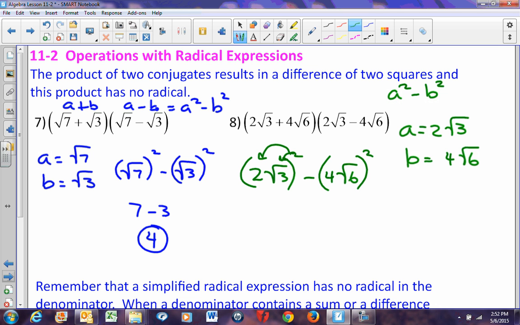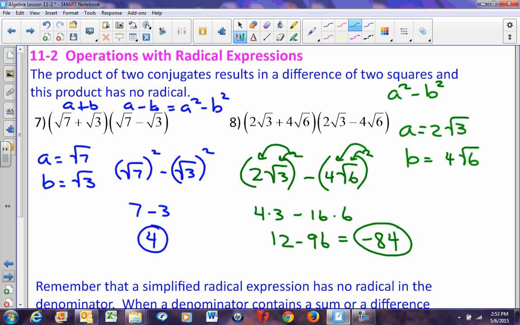Distribute this square because there's no plus or minus signs. You can do that. 2 squared is 4. The square root of 3 squared is 3, so 4 times 3 is 12. Distribute here. 4 squared is 16. The square root of 6 squared is 6. 16 times 6, I believe is 96. Yes, it is. So I get 12 minus 96, which will give me negative 84. So when you multiply conjugates, you should not get any radicals.